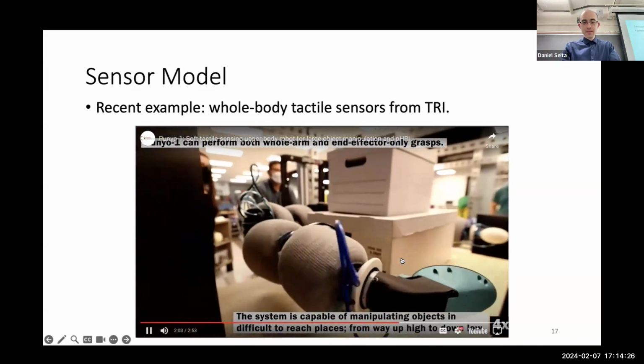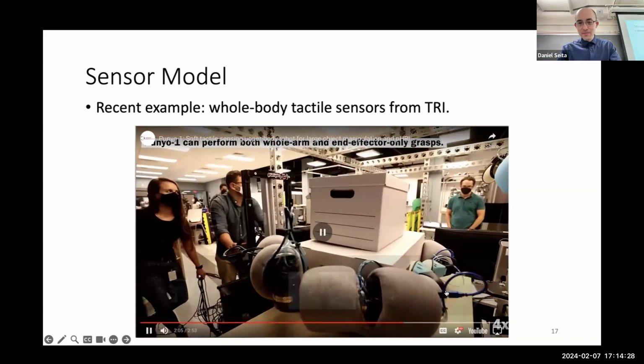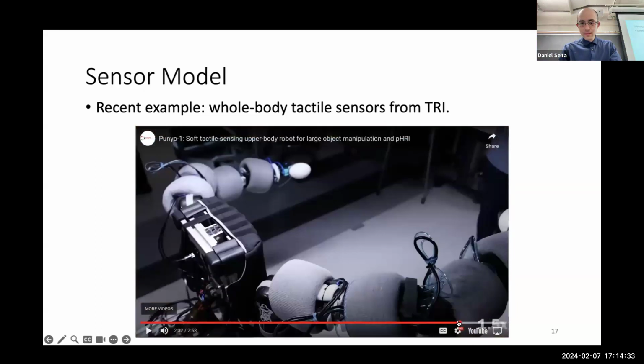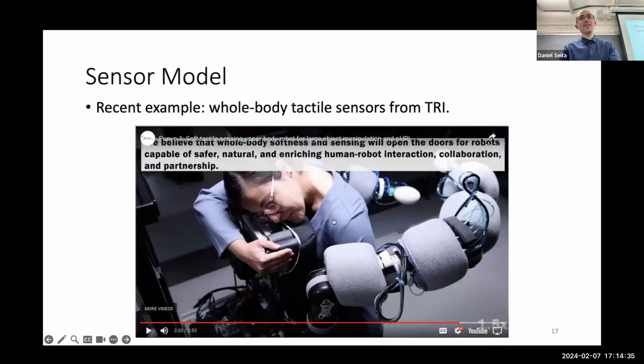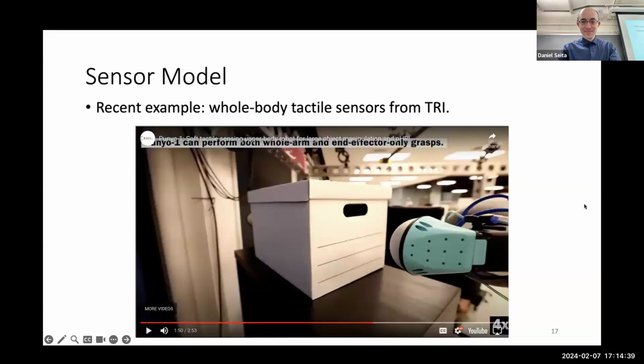If you look at the video, they also have some, I think, oh yeah, they have some hugging here. I don't want to show that. You can watch it in your own time. Yeah, question?